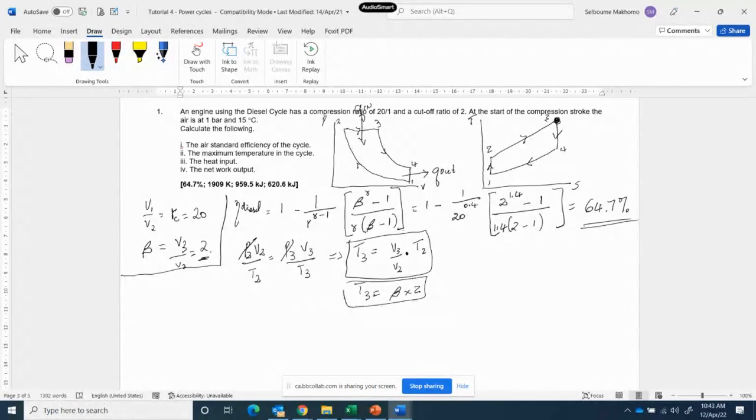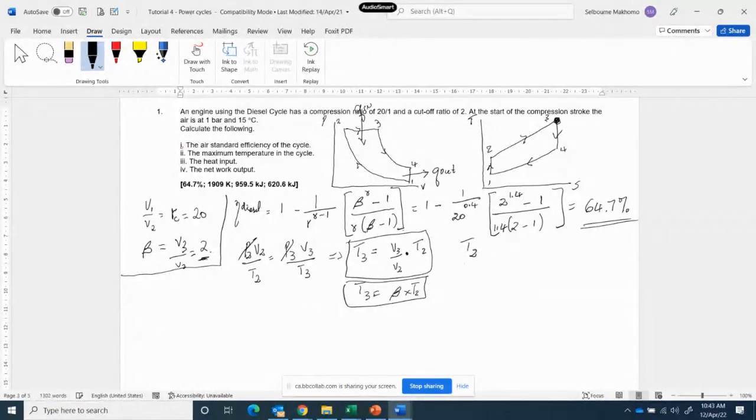So if we simplify it, that's what, no, this is nonsense. It's not multiplied by 2, it's multiplied by T2. Or we can say that T3 is 2T2. Now we have to calculate T2.